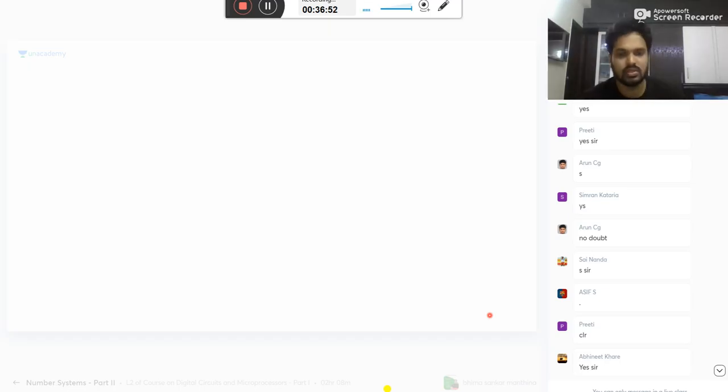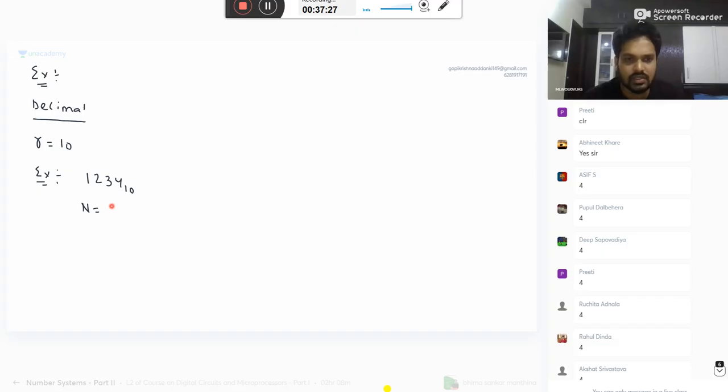Okay. Now see here how simple it is. Suppose, for example, you take the decimal number system. In the decimal number system, what is your R? 10. For example, let me take a number 1234. In which base? Decimal number system. The suffix is giving you the base. This is your number. What is the number of digits? How many digits are there, my dear friends? Tell me. 1, 2, 3, 4, so four digits are there.